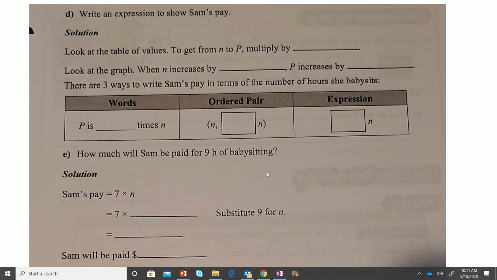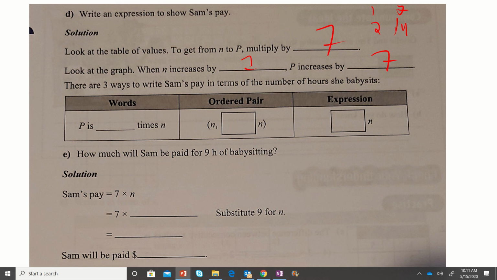So the second part, write an expression here. Look at the table of values to get from n to p multiplied by. So when we looked at our table of values, we had 1, we had 7, we had 2, we had 14, and so forth. So to get n to p, what do we do? We multiply by 7. When n increases by 1, p increases by 7.